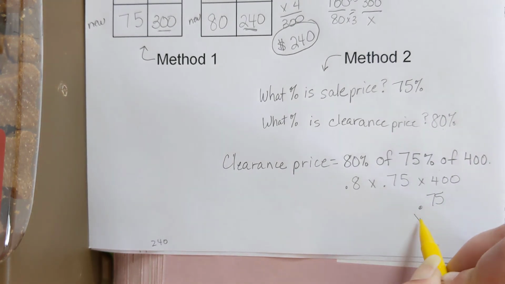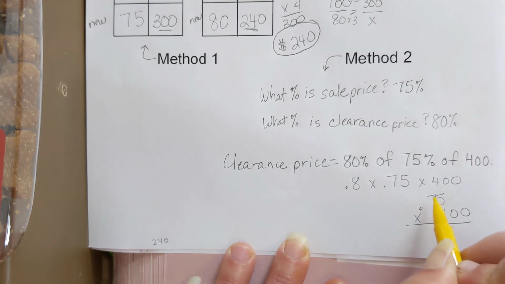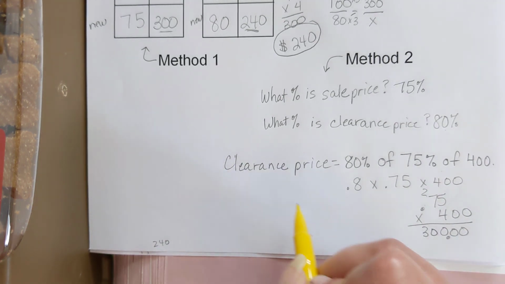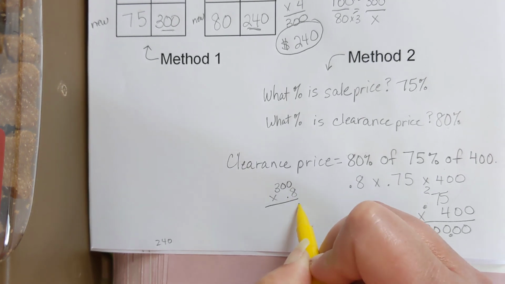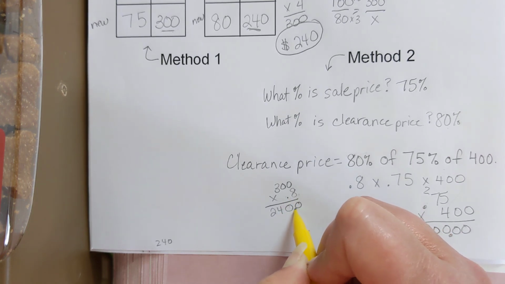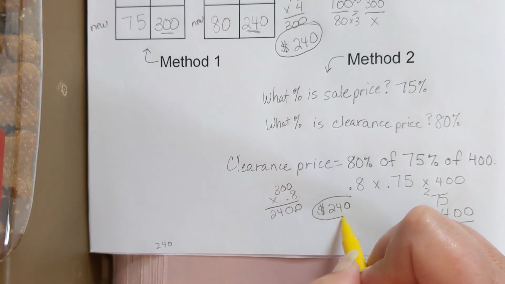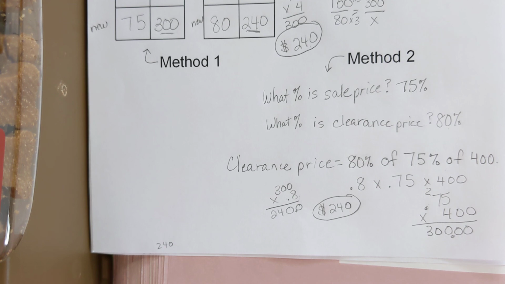So 0.75 times, I'm going to use some hanging zeros here. So ignore those at first. 5 times 4 is 20. 4 times 7 is 28, plus 2 is 30. Now let's bring down those zeros. 2 decimals, 2 decimals. So I have 300. I need to now multiply that by 0.8. So 300 times 0.8. 8 times 0 is 0. 8 times 0 is 0. 8 times 3, 24. 1 decimal, 1 decimal. So what do I have? I have a clearance price of $240, which is the same answer I had up here, which is the answer that I wrote down beforehand to make sure we solved it correctly.